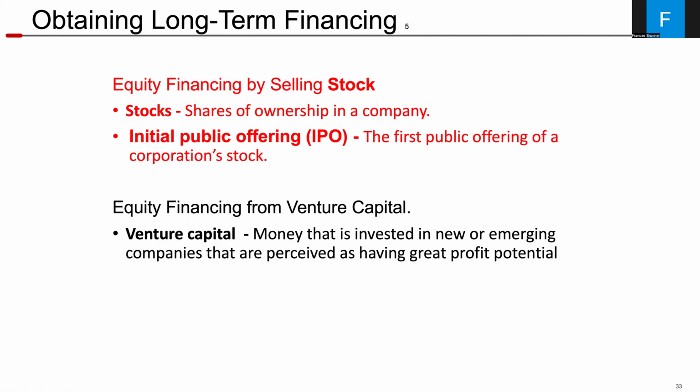Another way to get financing is through equity, through selling stocks, which is shares of ownership in the company. So if you have a private company and you want to go IPO, or have the initial public offering, this means that you have stocks available to trade as part ownership of the company.